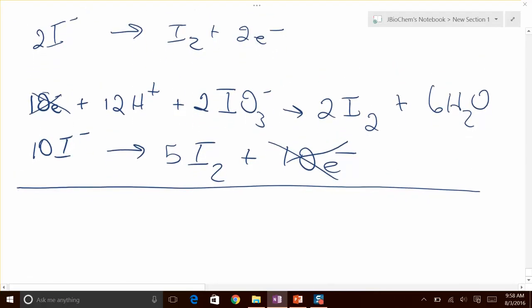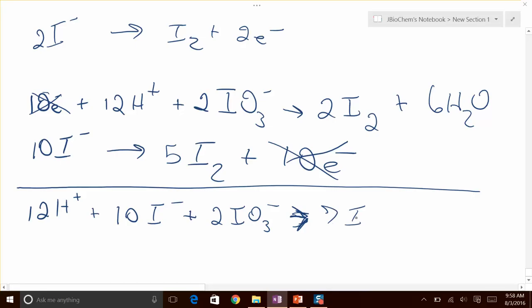Okay, so we have 10 electrons here, 10 electrons here. Okay, those cancel. And we're going to, let's see, we have 12 H pluses plus 10 I minuses. Oops, not done. Plus 2 IO3 minuses to 5, 6, 7 I2s, 6 H2Os.